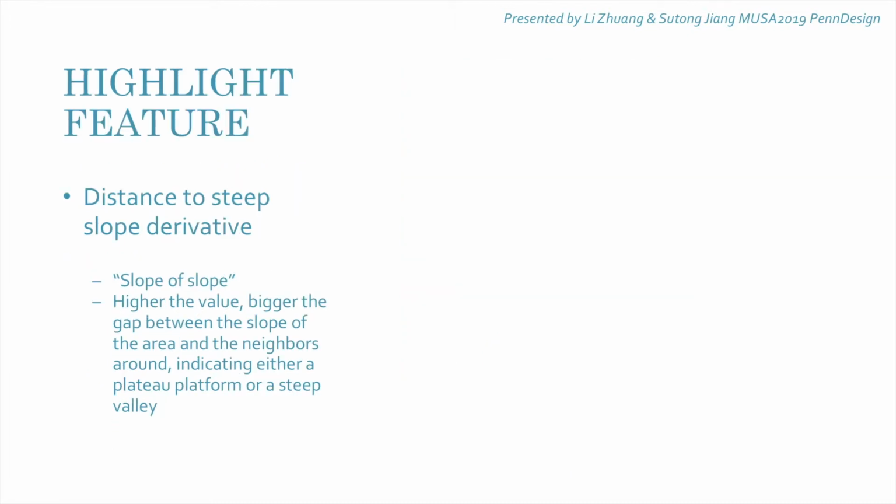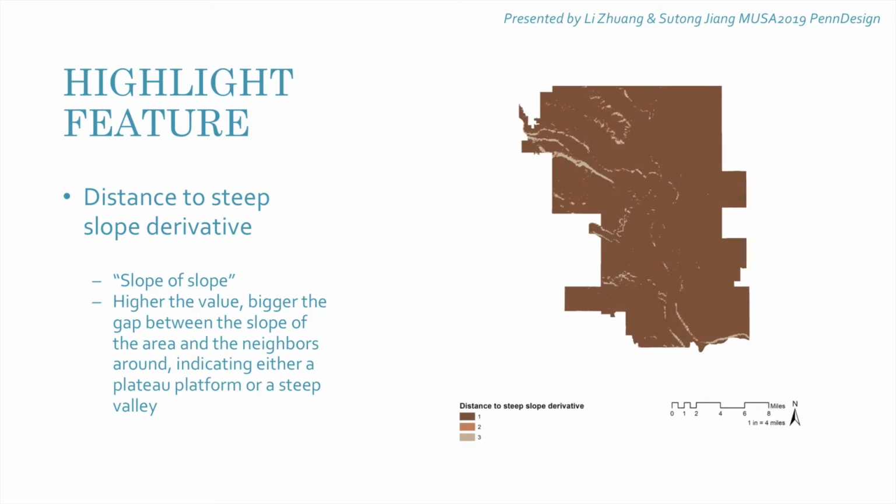It's worth mentioning the distance to steep slope derivative. The higher the value, the bigger the gap between the slope of the area and its neighbors around, indicating either a plateau platform or a steep valley. The steep valley is a highly possible area for flood inundation.